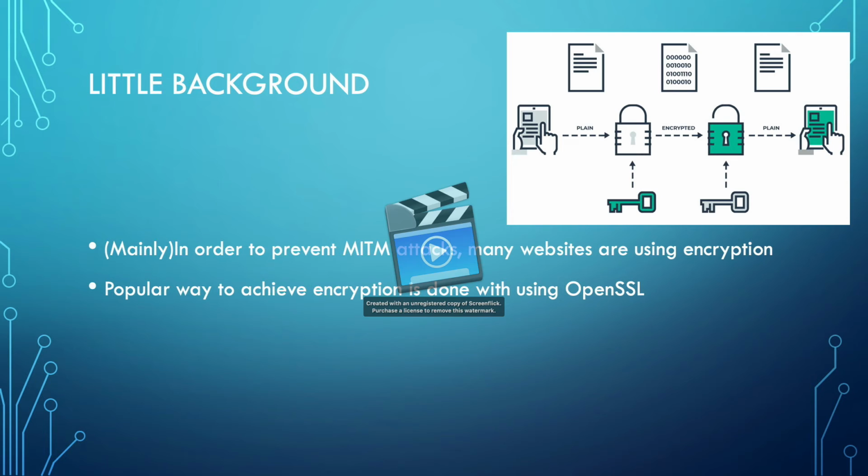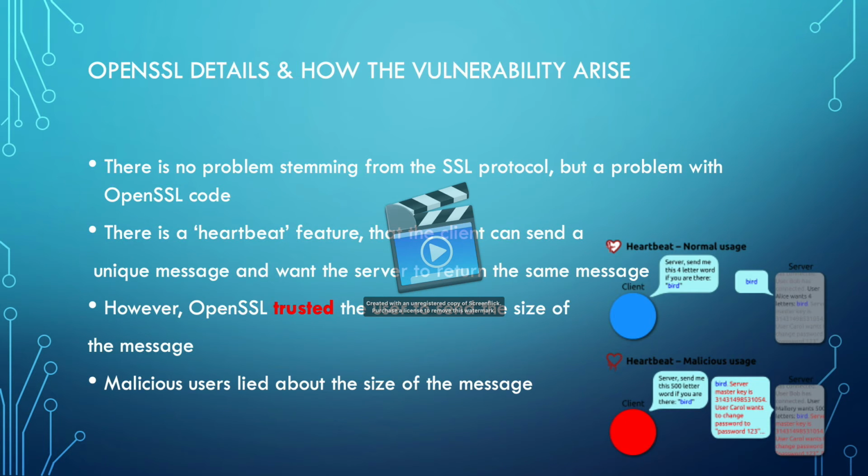So a popular way to achieve encryption is by using OpenSSL. So, the OpenSSL details and how this attack came to be. Right off the bat, there is no problem stemming from the SSL protocol itself, but there was a problem with the OpenSSL code. And the culprit here is a thing called the heartbeat feature.